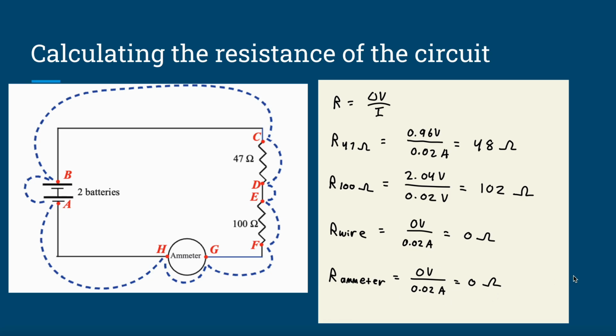When we want to calculate the resistance of the circuit, we can use the individual potential differences calculated earlier with the voltmeter, and use this formula where R is equal to the potential difference over I. And what we get is that the 47 ohm resistor has a resistance of 48, the 100 ohm resistor has a resistance of 102, and then the wire and the ammeter both have a resistance of 0 ohms.